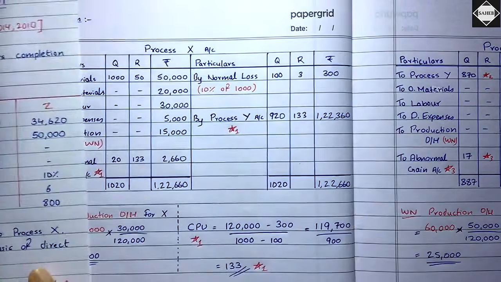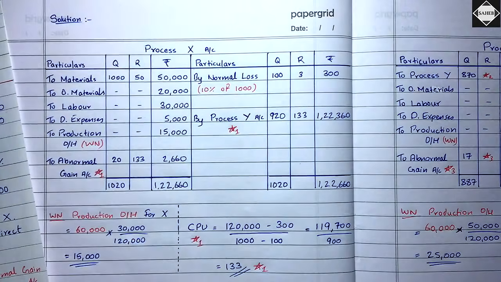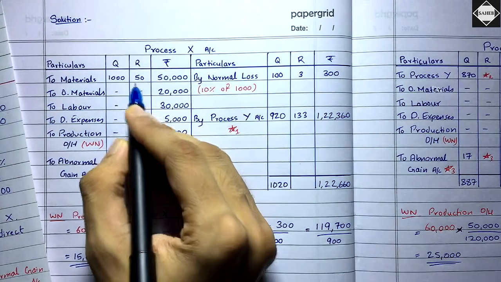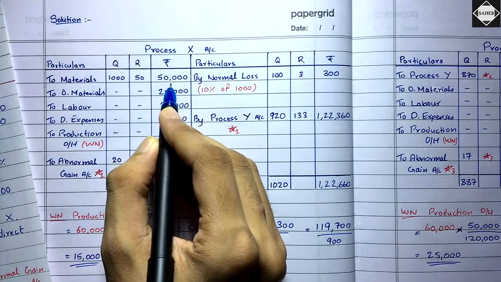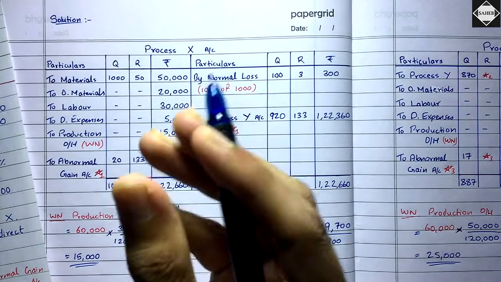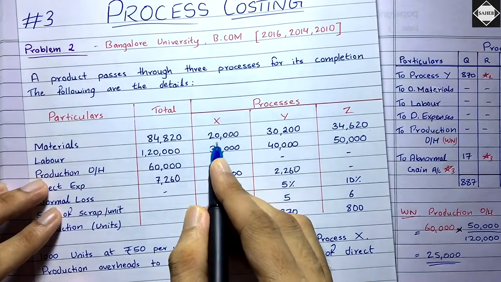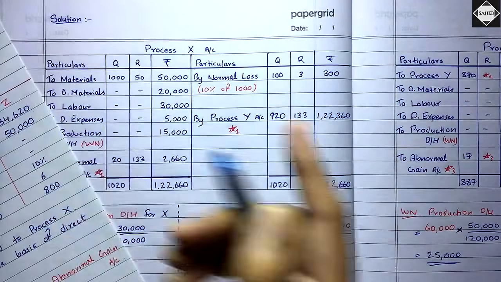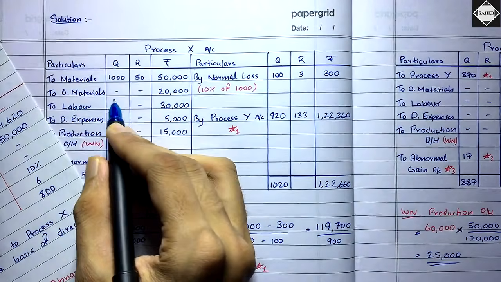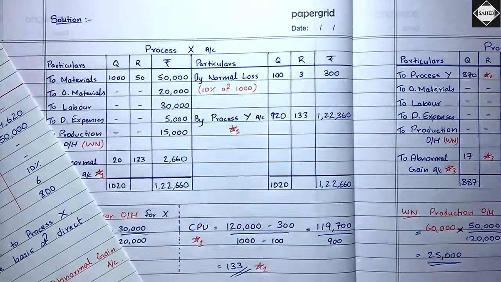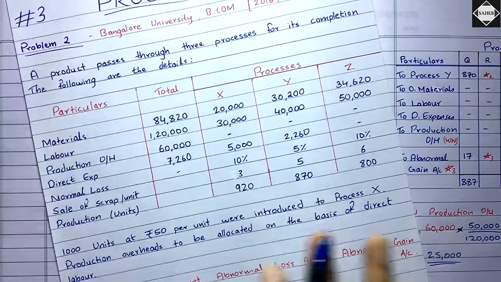So you have to take that here on the debit side because material is going into the process. To materials, 1000 units at the rate of 50, 1000 into 50, that's 50,000. So that's the cost of the main raw material. And this other materials, 20,000, we also have to take on the debit side. To other materials, there is no quantity or rate, so only the amount, 20,000, only the cost you're going to take. Fine. Then what do we have?